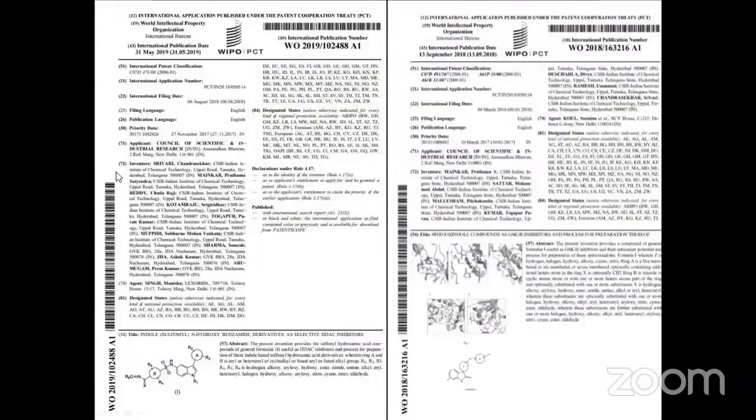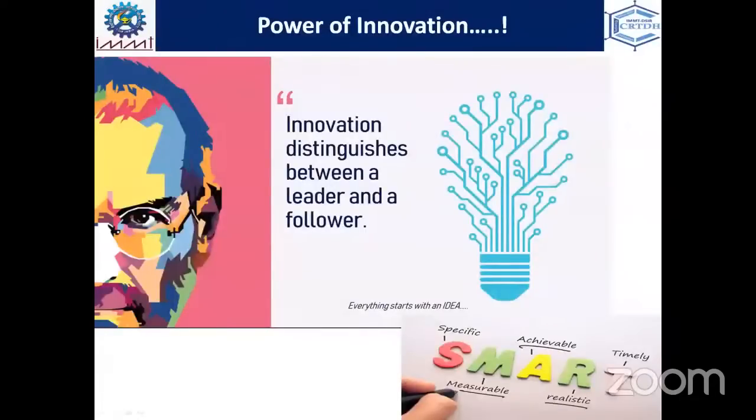And these are the PCT applications for our works, which I just referred. This is for HDAC inhibition work. This is for GSK3B inhibition work. And from the discussion that we made here, we could know that IP is an integral part of any research or academic activity, and it can bring us a lot of profitable outcomes.